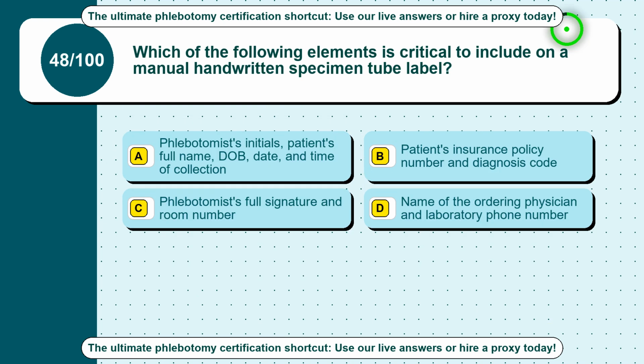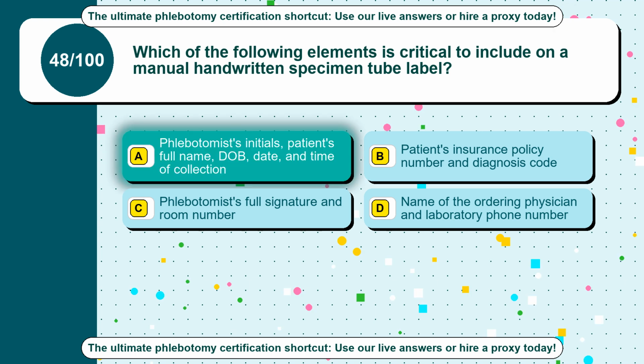Question 48. Which of the following elements is critical to include on a manual handwritten specimen tube label? Option A, phlebotomist's initials, patient's full name, DOB, date, and time of collection. Option B, patient's insurance policy number and diagnosis code. Option C, phlebotomist's full signature and room number. Option D, name of the ordering physician and laboratory phone number.